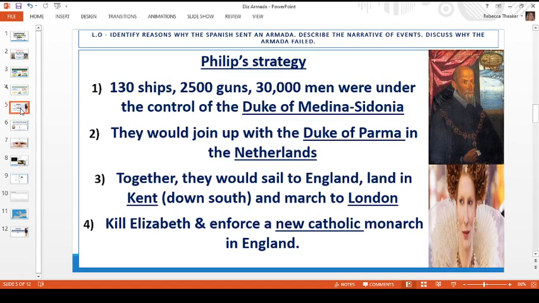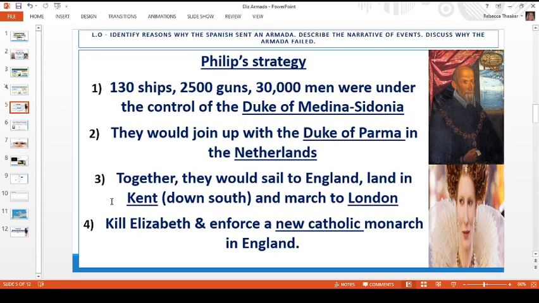So what was Philip's strategy? Philip had 130 ships, 2,500 guns, around about 30,000 men, and he put them under control of this guy here, who was known as the Duke of Medina Sidonia. The aim of the game was that Medina Sidonia would sail the Spanish ships from Lisbon down in Spain, and they would join up with the Duke of Parma, who was one of King Philip of Spain's closest friends. The Duke of Parma was situated in the Netherlands. Now, I'll come back to that point in a second because I'm about to get geographical and I'm about to put a map up so you know what the situation is.